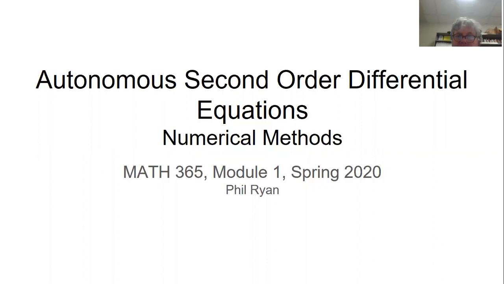We're going to finish off chapter 3 by looking at autonomous second order differential equations. So remember, an autonomous equation is one in which the independent variable doesn't appear. So something like x double prime plus x equals 0.